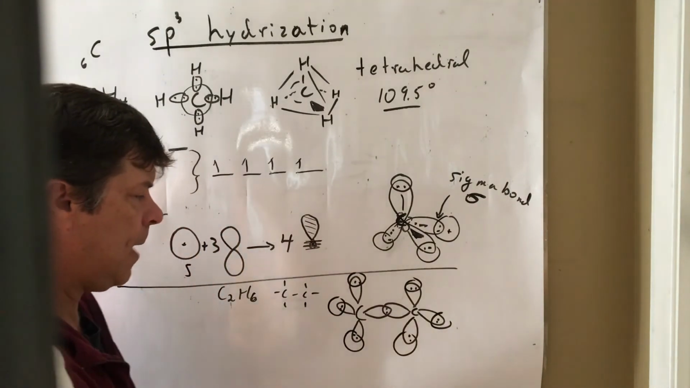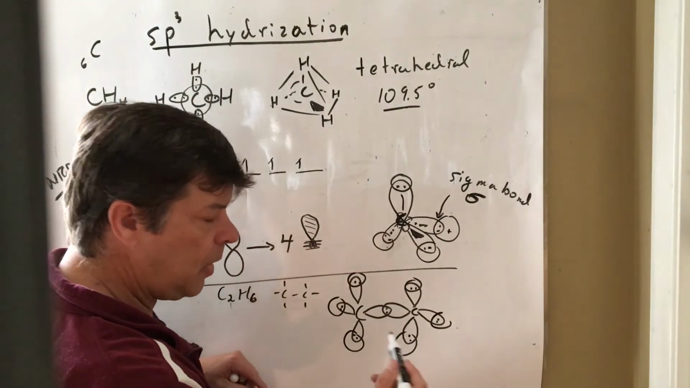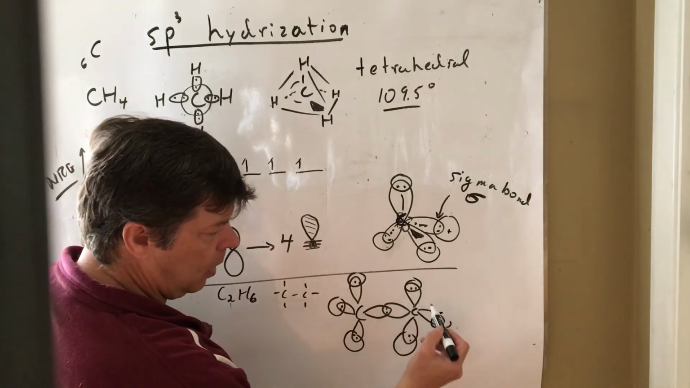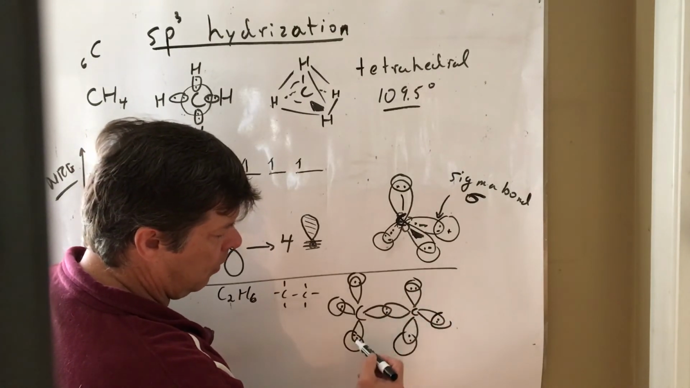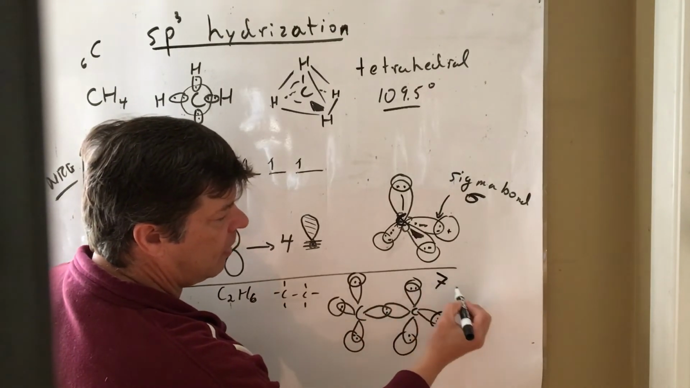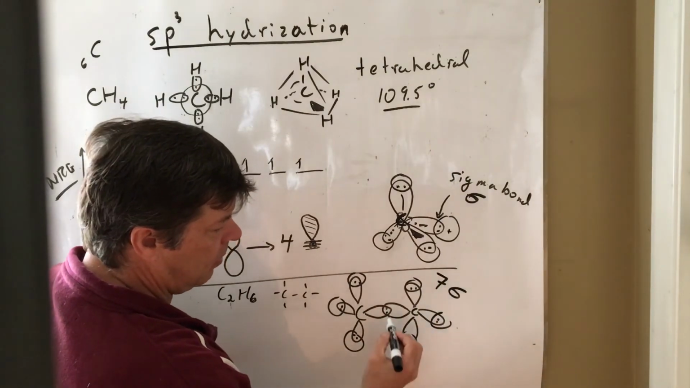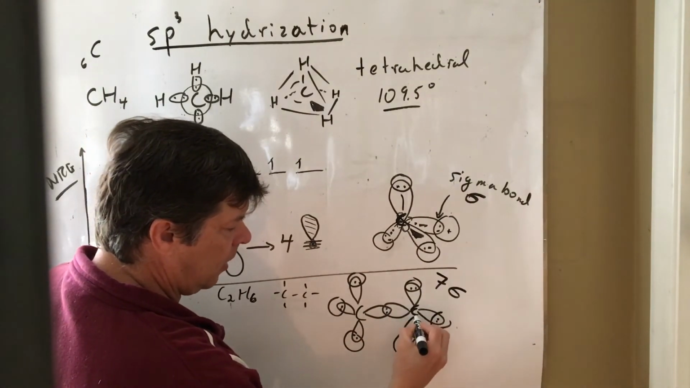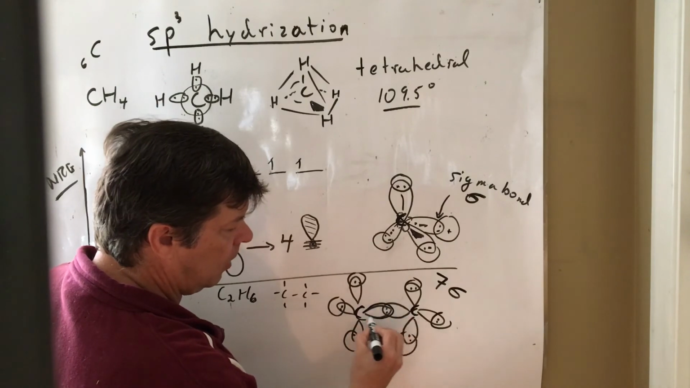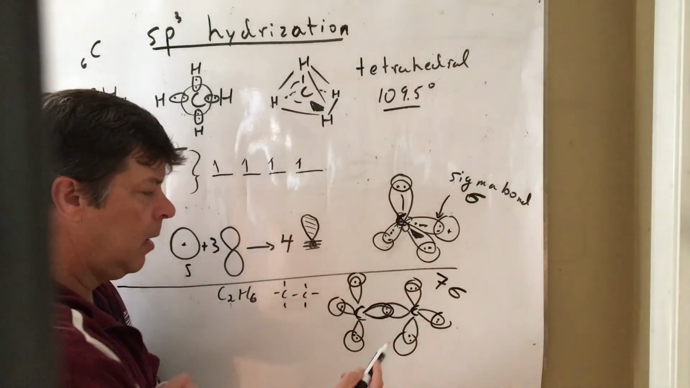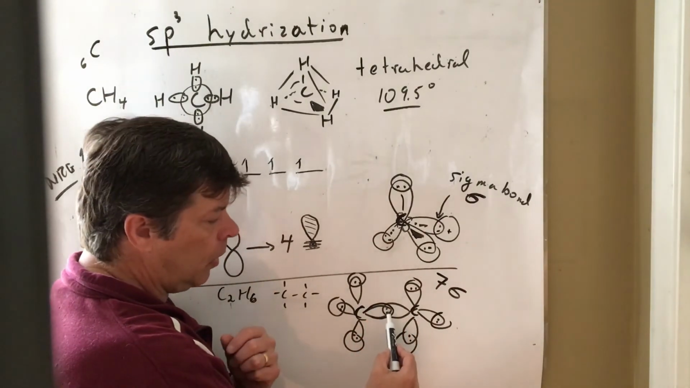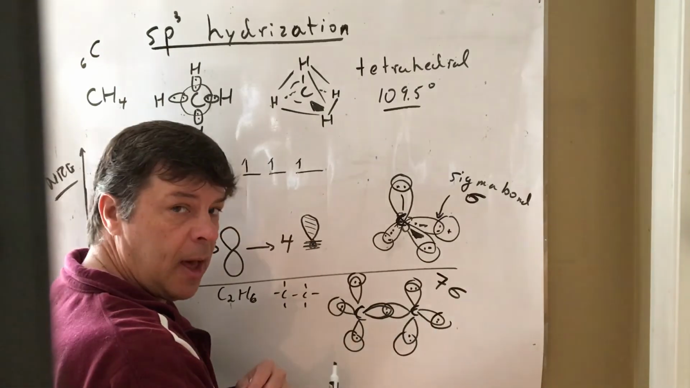Now if you look at the number of sigma bonds, we have 1, 2, 3, 4, 5, 6, 7. So here we have 7 sigma bonds. That's a typical question that could be asked of you: count the number of sigma bonds. The sigma bonds, again, occur when the sharing occurs between 2 nuclei.